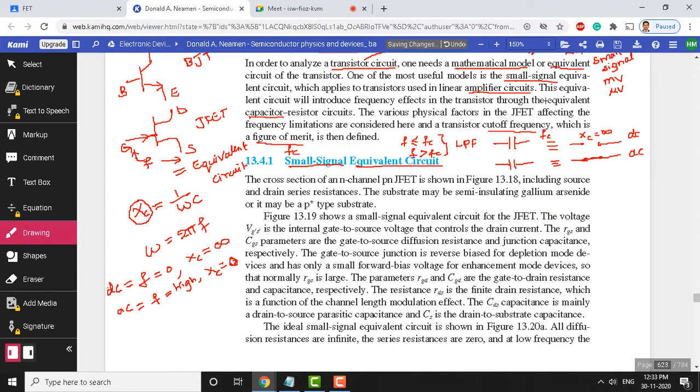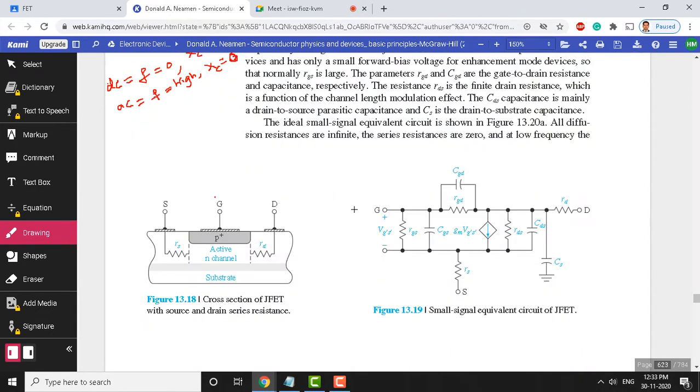The signal is of the range of microvolts or millivolts. That is a small signal, and we are developing the equivalent circuit for the JFET. The cross section of an N-channel PN JFET is as shown in figure 13.18, including source and drain series resistances. The substrate may be semi-insulating gallium arsenide, or it may be the P plus type substrate. Look at this structure. I am talking with reference to this cross section of a JFET.